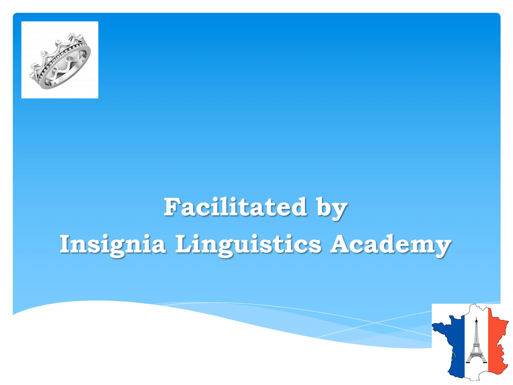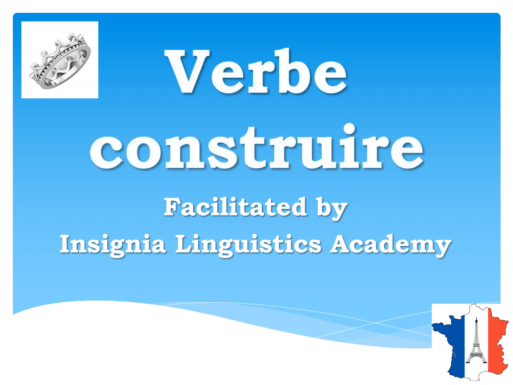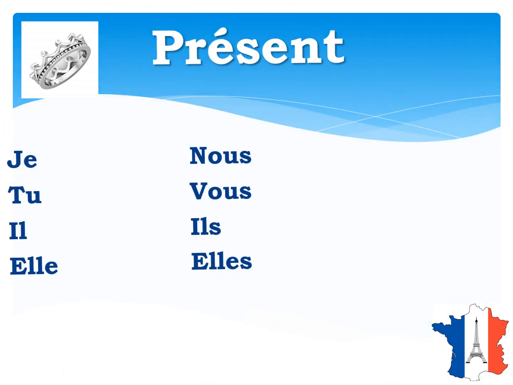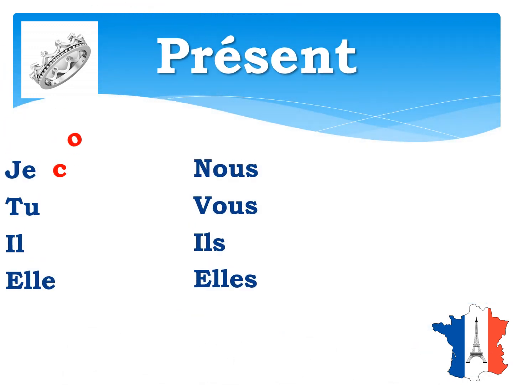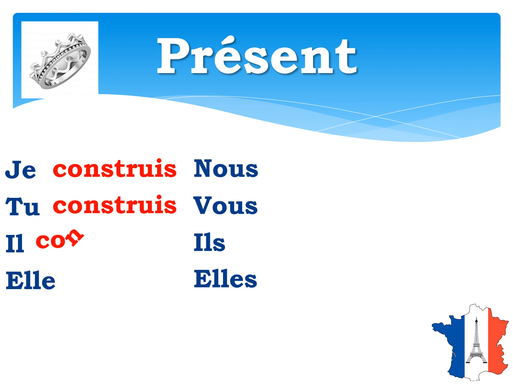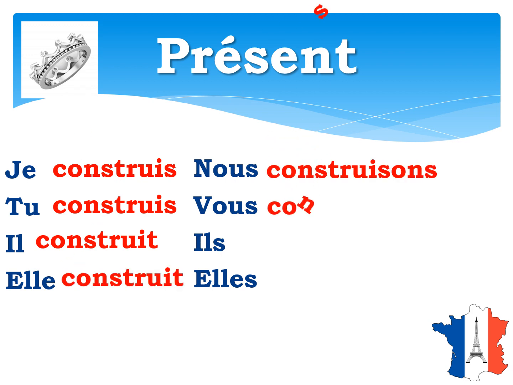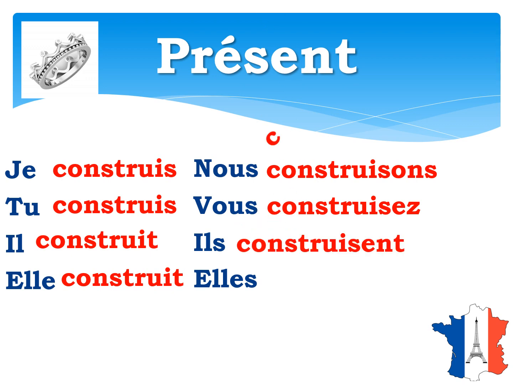Here we are with another irregular verb in French, in all the tenses. The verb is construire, to construct. The present tense of construire is je construis, tu construis, il construit, elle construit, nous construisons, vous construisez. Il construit, elle construit. Remember, this verb is fairly simple, and the meaning of this verb is to construct.